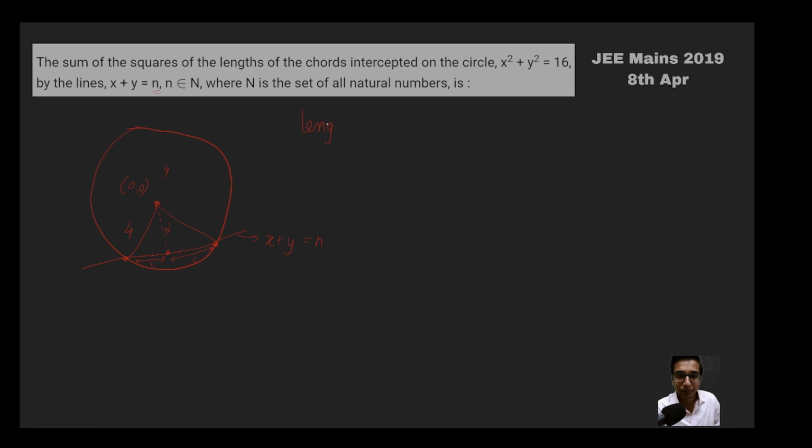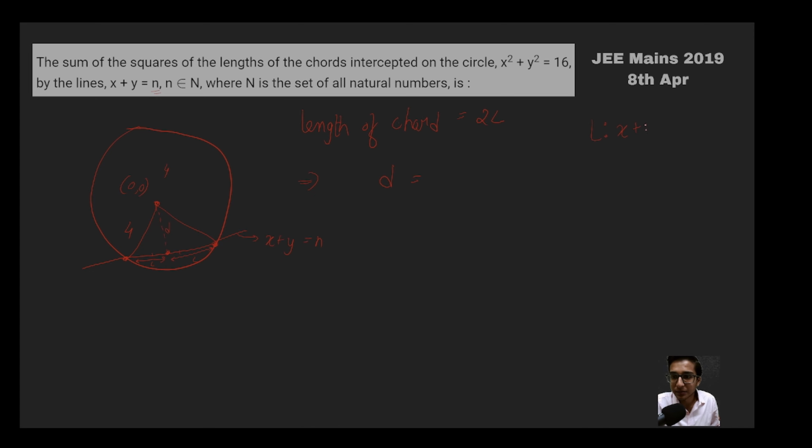So our length of chord is 2L. So from here let us find out L, and once we found out our length of chord, then we can find out the sum of squares by changing the values of n. So let us do that first. Let us first find out d. Again, we can find it out by the perpendicular distance.